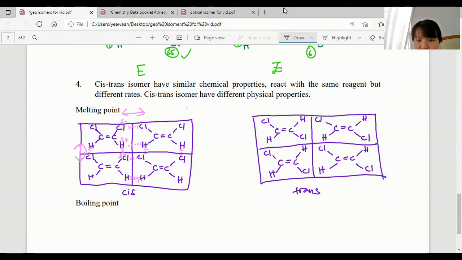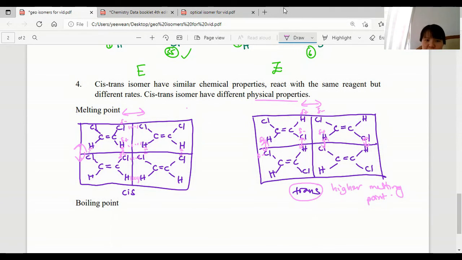What about the trans? So if I have this delta negative and delta positive and delta negative, this way it's permanent dipoles, and this way as well. Permanent dipoles, permanent, permanent, permanent. So there's more permanent dipole in the trans that makes its melting point higher. So they've got different melting points, which means cis and trans have different physical properties.